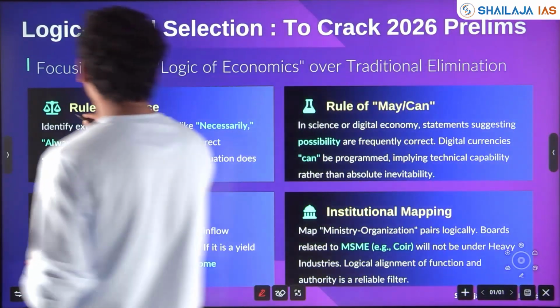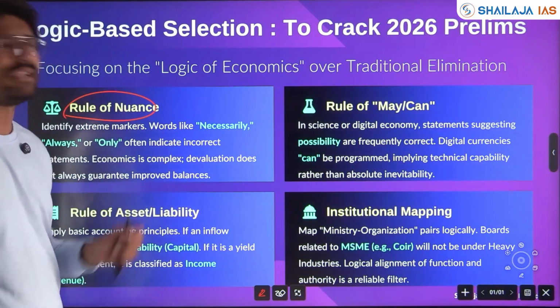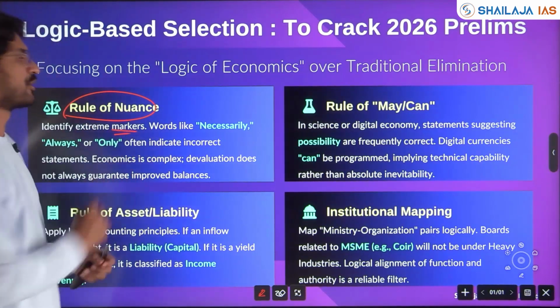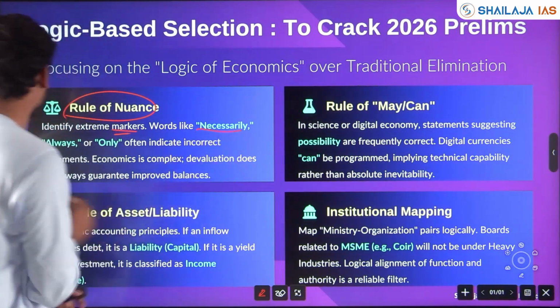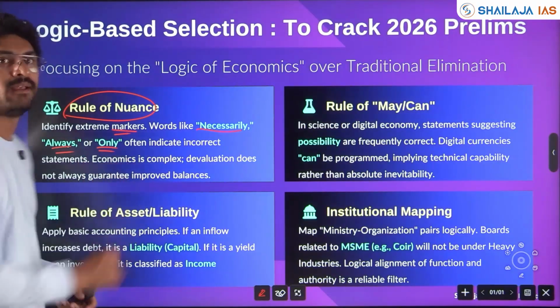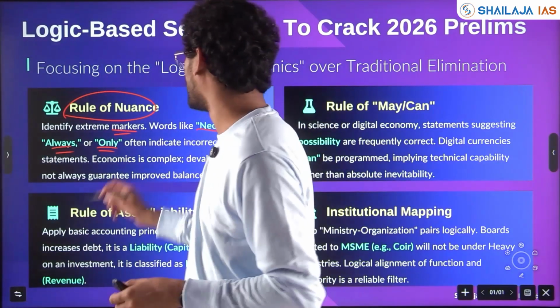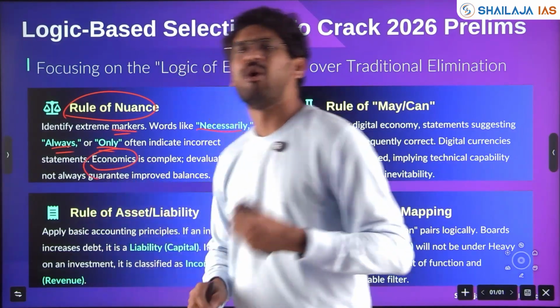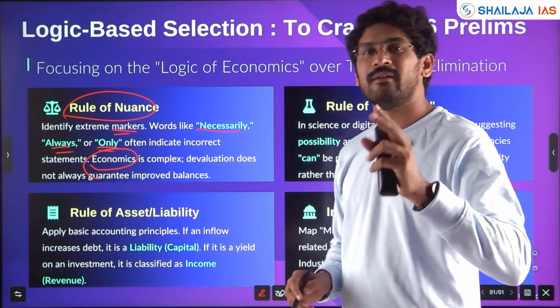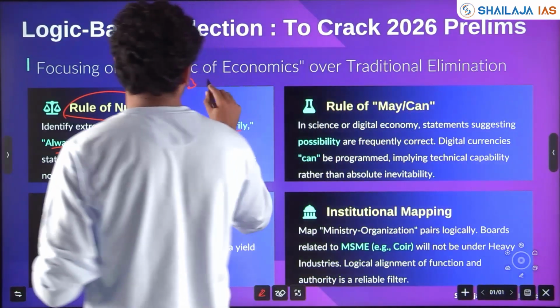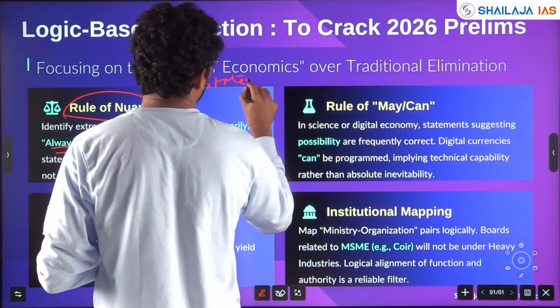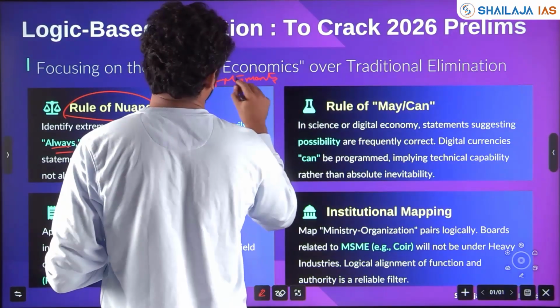First one, rule of nuance. Identify extreme markers in economy. Words like necessarily, always or only are often incorrect in economy. Economics is always complex, and if 3 statements are given, the concept should be clear.